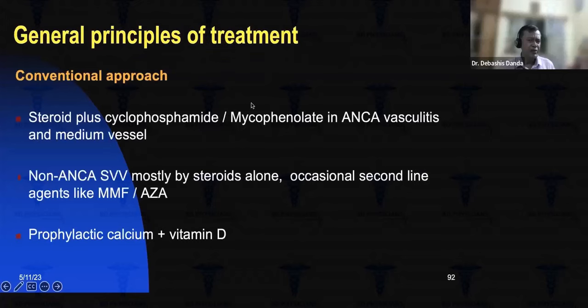How to treat vasculitis? So the conventional approach is steroid plus cyclophosphamide or mycophenolate in ANCA vasculitis and medium vessel vasculitis. In non-ANCA small vessel vasculitis, mostly they are treated by steroid alone. Sometimes they may not require any treatment at all. Occasionally, in very refractory or relapsing disease, we may have to give second-line agents like mycophenolate and azathioprine. Prophylaxis of calcium and vitamin D in patients on long-term steroid is also very important.